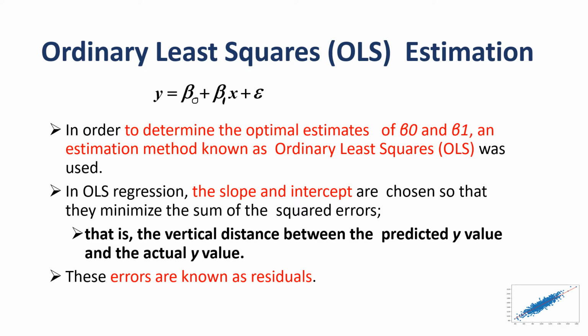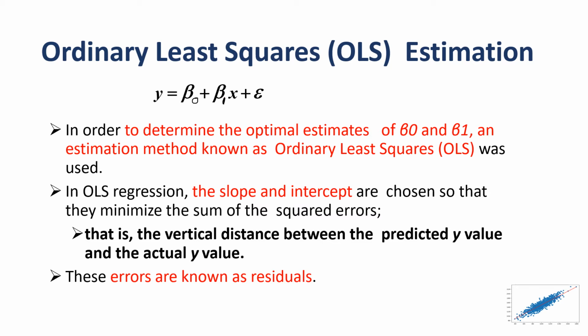straight line which makes the separation. So in OLS regression, the slope and intercept are chosen so that they minimize the sum of squared errors. That is the vertical distance between the predicted y value and the actual y value. And these errors are known as residuals.